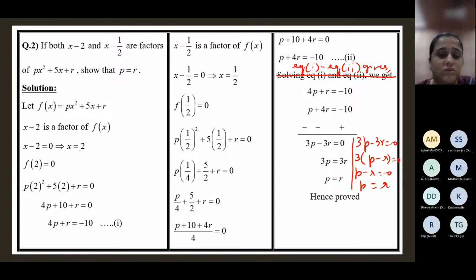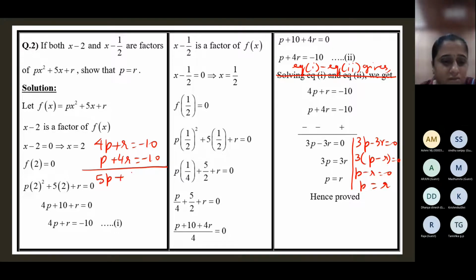So now when you add the two equations, let's see what we get. 4P plus R is equal to minus 10, P plus 4R is equal to minus 10. In rare cases, you will get the required result when you add. But mostly when you add, you will get one equation. When you subtract, you will get a different equation. Adding means we should not change the sign. So what will that give us? 5P plus 5R is equal to minus 20.